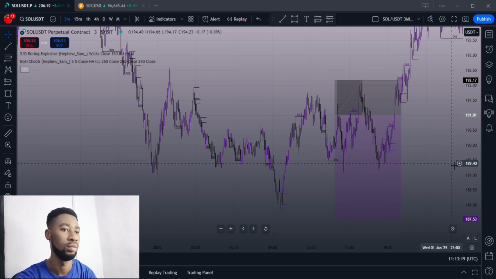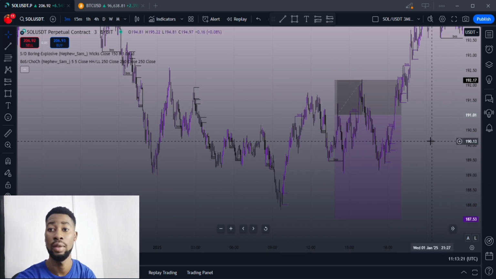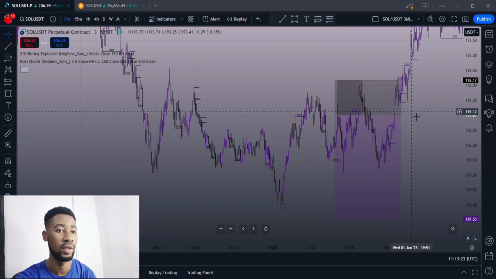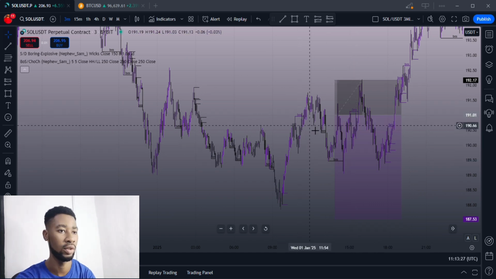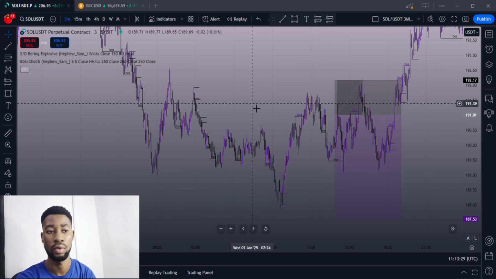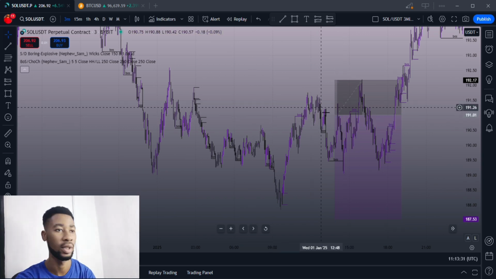I'm going to be analyzing my chart on a trade I took on Solana January 1st, which was literally my first trade of the year. It eventually hit my stop loss, but we are going to be reviewing why I took the trade and what went wrong, and we'll just take a look at it.